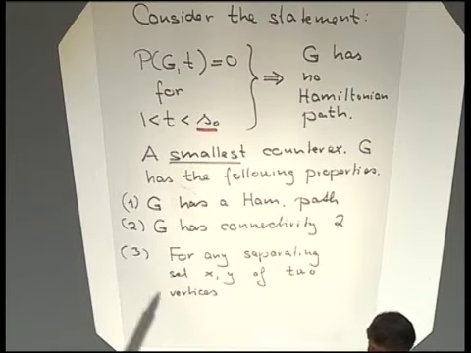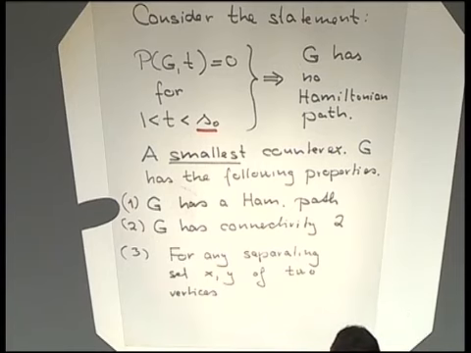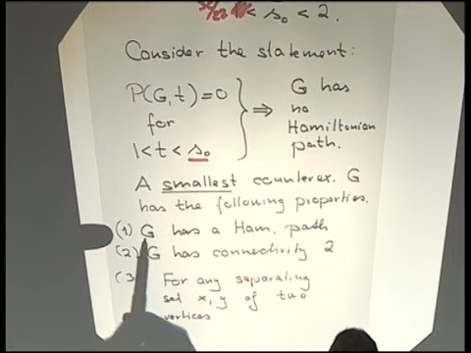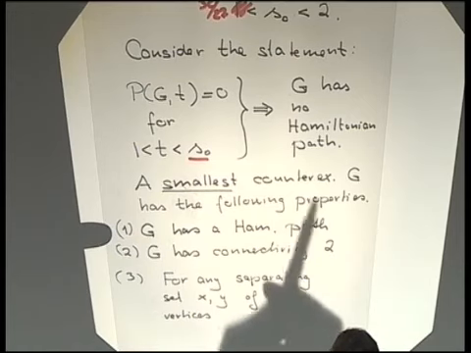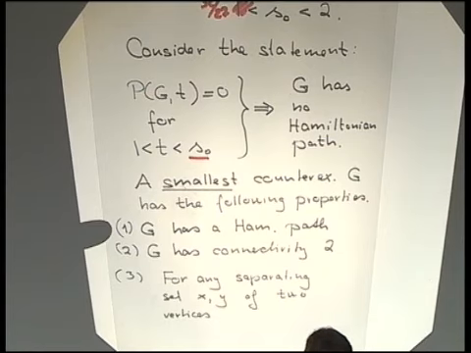So I tried to investigate a smallest counterexample. I want to do deletion contraction. And the smallest counterexample must have the following properties. It must have a Hamiltonian path, because the conclusion here says that it has no Hamiltonian path, and if you have a counterexample to that, there must be a Hamiltonian path. So that's the first property.